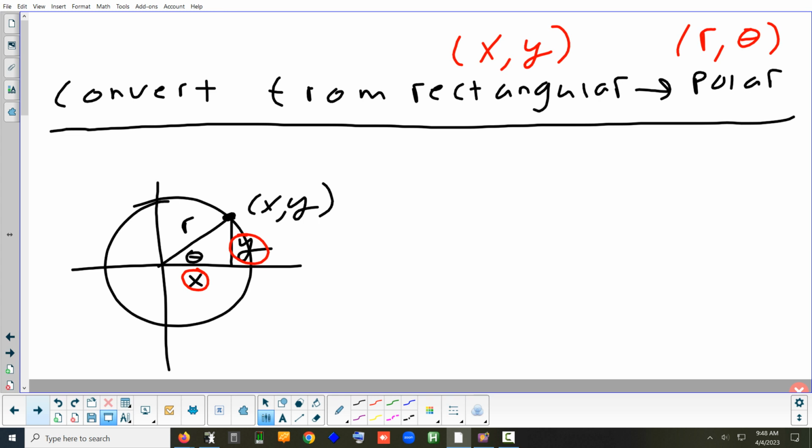R is the radius. But what is R in that triangle? Yep. It's the hypotenuse. And that's what you need to find. You don't need to find the base and the height. That's what you need to find the way we did it before. You need to find the hypotenuse. If you know two sides, how can you use these two sides to find the length of the hypotenuse?